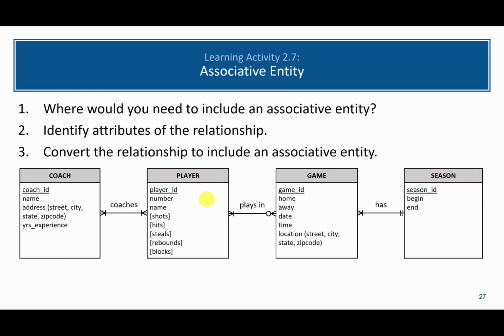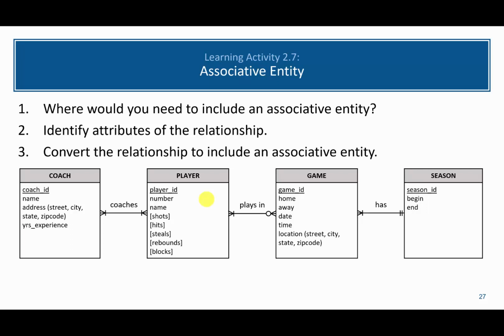For additional exercise with associative entities, I want you to take our previous learning activity and identify where we would need to include the associative entities, and then identify if there's any attributes of the relationship, and then convert the relationship to include an associative entity. So pause the video, try this on your own, and then come back to compare your answer.